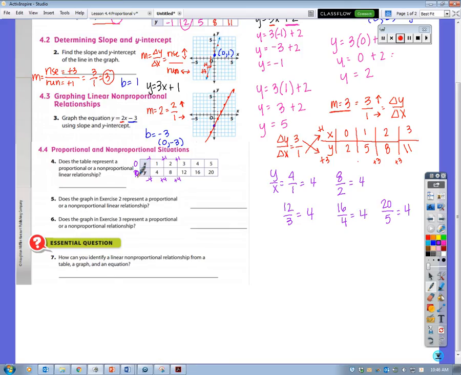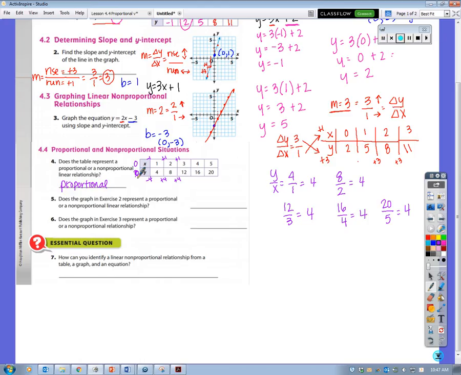That means that this relationship is proportional, because it crosses the origin. So it is linear because it has a constant rate of change of 4 over 1. And it is proportional because if you work backwards, when your x value is 0, your y value is also 0.